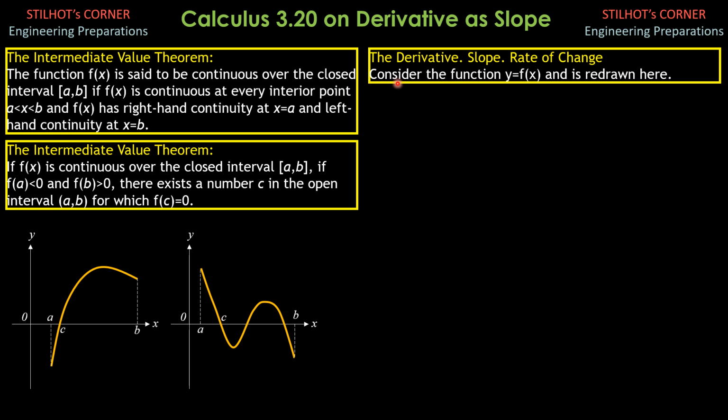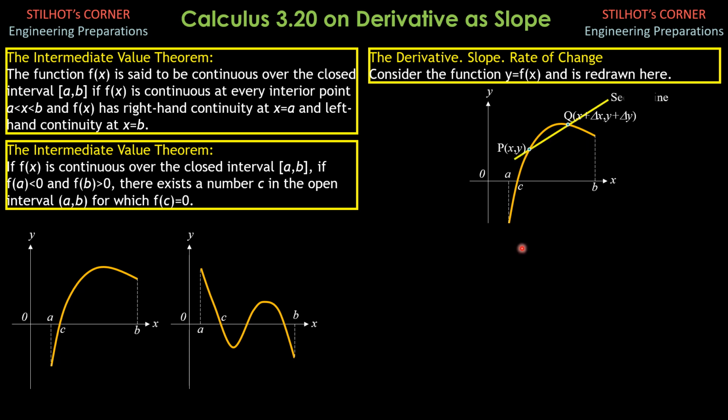Let's now define the derivative or slope or rate of change. So consider the function y equals f of x and is redrawn here, this graph, this function here. And we select 2 points, which is x comma y, point P, and we have another point Q, which is at x plus delta x, and y is y plus delta y. The line joining the 2 points is called secant line.